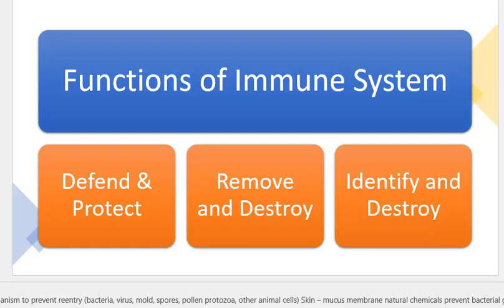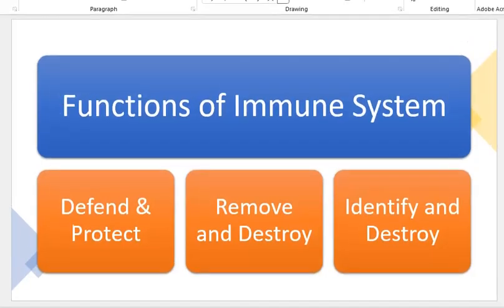Of course, we know it defends and protects, it removes and destroys, and identifies and destroys. So it defends and protects. That's a defense mechanism to prevent entry of pathogens. The skin is a big protector against the invasion of pathogens. Mucous membranes secrete a natural chemical to prevent bacterial growth. Our bodies can identify and destroy malignant cells, thereby preventing their future development into tumors.